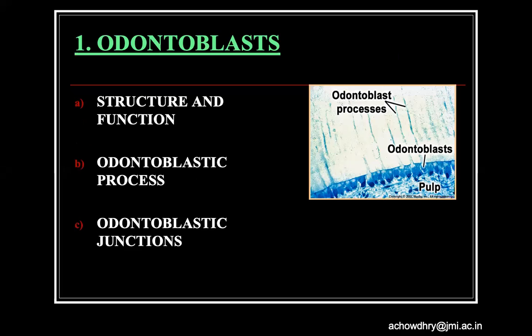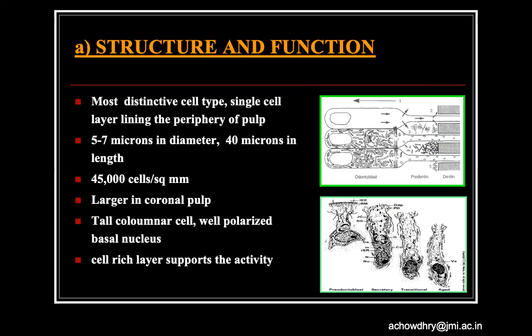Talking about odontoblast, keep in mind you have to read about the structure and function, odontoblastic process, and odontoblastic junctions. You have read about that in the dentine chapter, but just to tell you, you should know how the odontoblast looks, what cells are present, how they are present, and the structure and function. Most distinctive types of cells are present. The cell rich zone supports the activity. I have enumerated the points. Go back, I've taken you to the book, read about it, what exactly is the structure, etc.